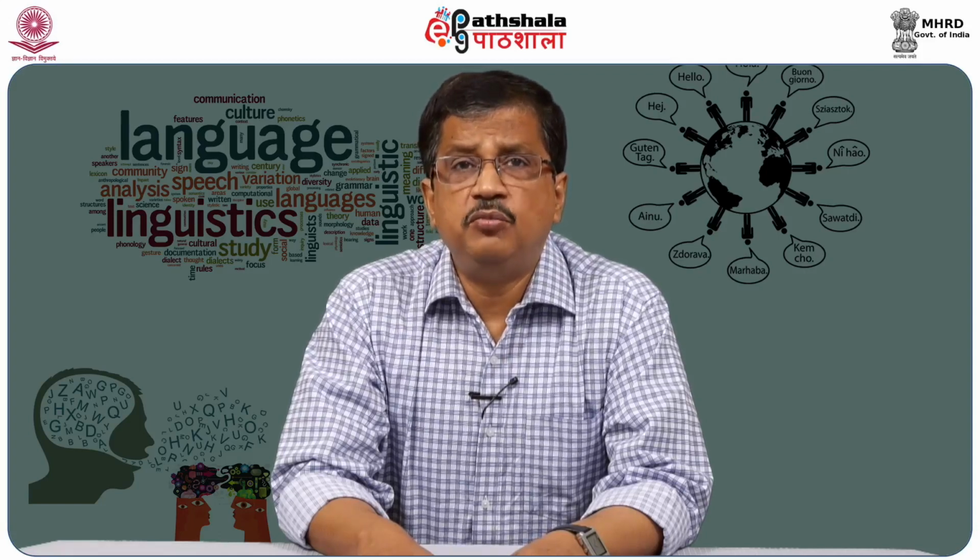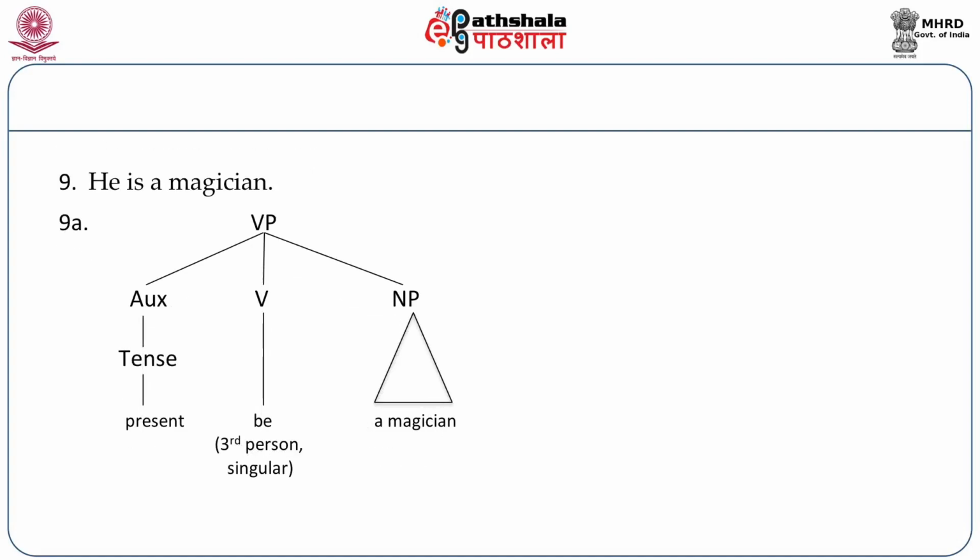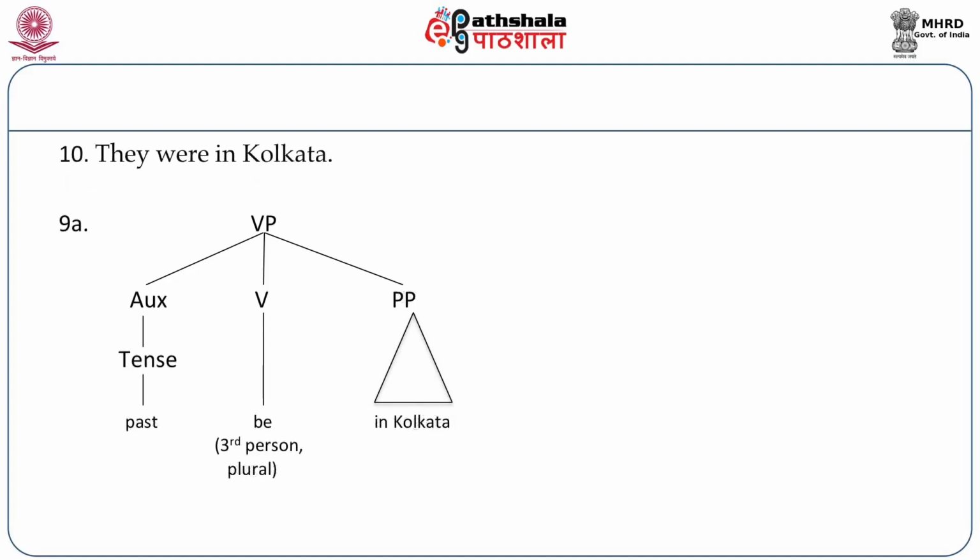Now let us look at some more sentences. Here in 8 we have the sentence "she became impatient." Here we have an adjective phrase after the verb. In 9 we have a be verb as the main verb. Here the be verb is not an auxiliary verb and we have the noun phrase after the be verb. And in 10 we have a preposition phrase after the be verb, which is again a main verb, and tense is marked on the main verb.